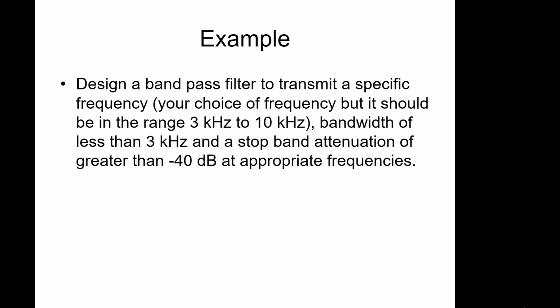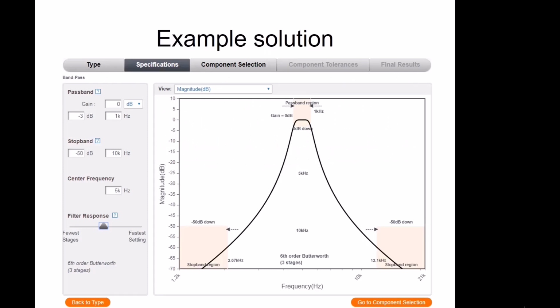As an example, we'll try and design a bandpass filter. So we've got a choice of frequency, what we want to center this at, somewhere between 3 and 10 kilohertz. And we'd like to attenuate it greater than minus 40 dB beyond these frequencies. So that's the values we've decided to go for. We'll say we'll center it at 5 kilohertz in this case. So I've decided on that.